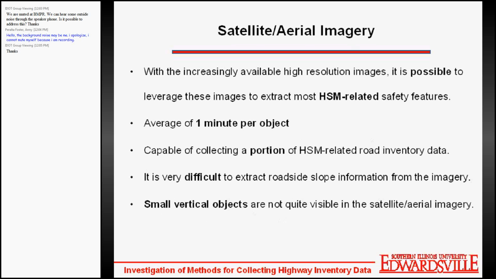Satellite aerial imagery, we used existing imagery that was available over the targeted segments that we studied. We found that the data extraction is similar to the video extraction as compared to objects per minute, but there are multiple categories of features that you're not able to get at with this system, roadside slope being one of them, and any small vertical objects that you would see in a horizontal view aren't visible enough in the satellite aerial imagery to be of use.